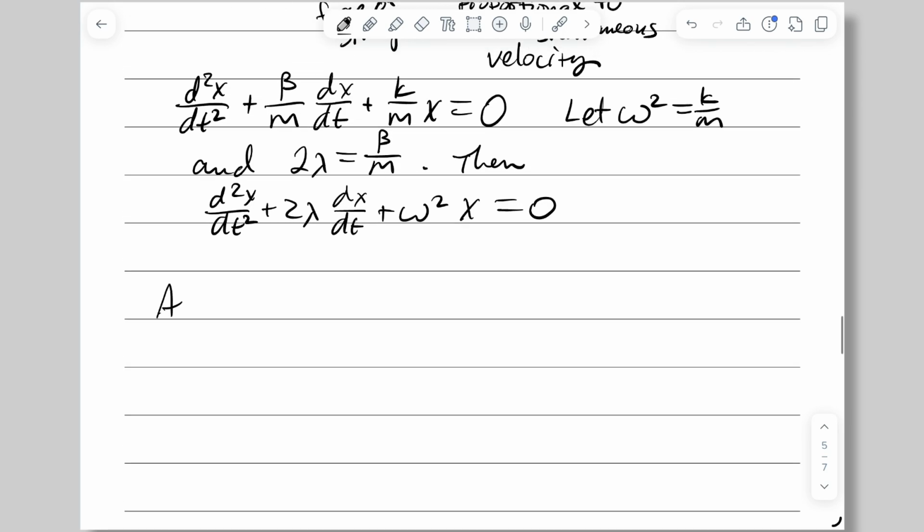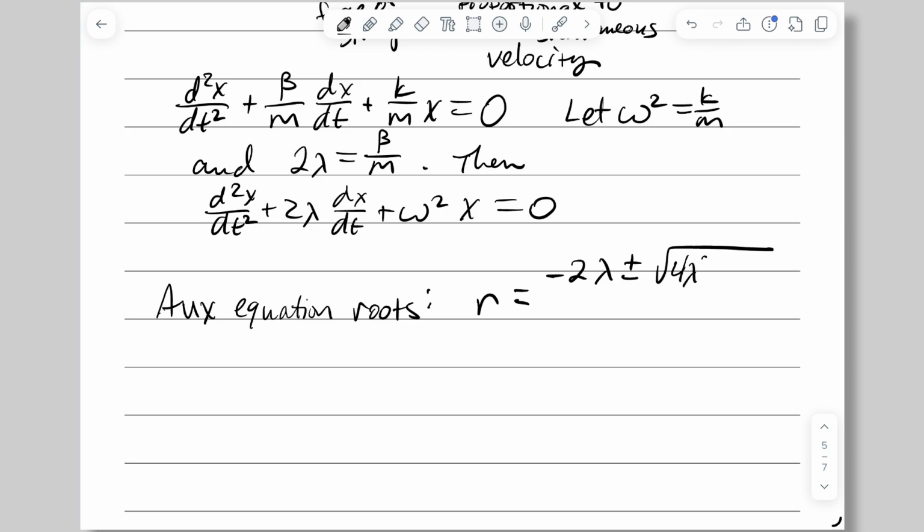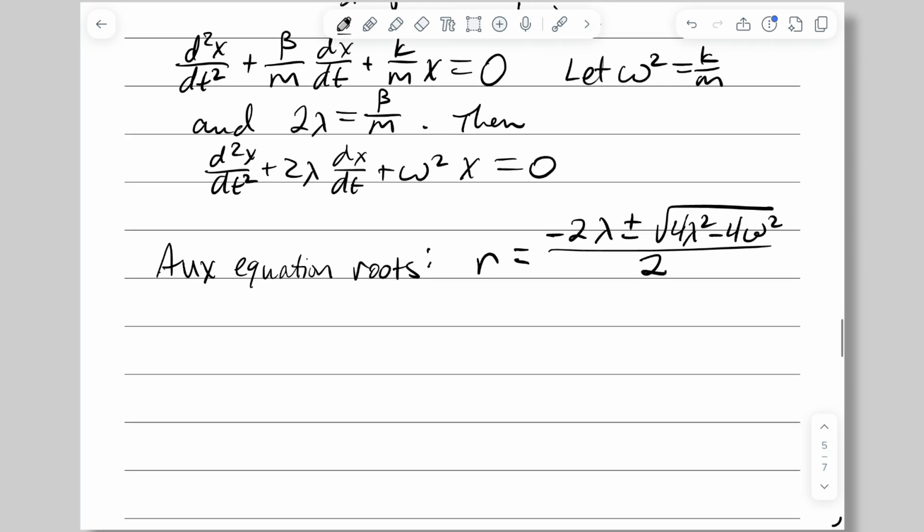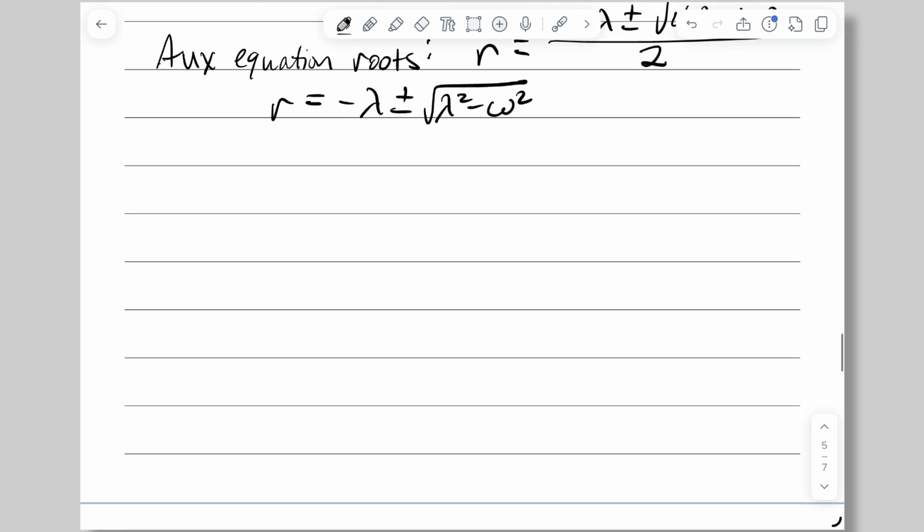The auxiliary equation has roots of r equals negative 2 lambda plus or minus the square root of 4 lambda squared minus 4 omega squared, divided by 2, which simplifies so nicely. R turns out to be negative lambda plus or minus the square root of lambda squared minus omega squared when the radical and fraction are simplified. This leads us to 3 possible cases.